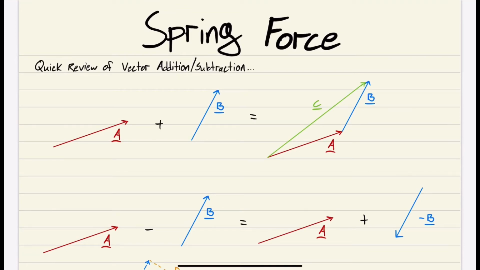Let's talk about spring forces. So first, I want to do a quick review of vector addition and subtraction, because it's a concept that's important to understand before we develop the spring force equation.